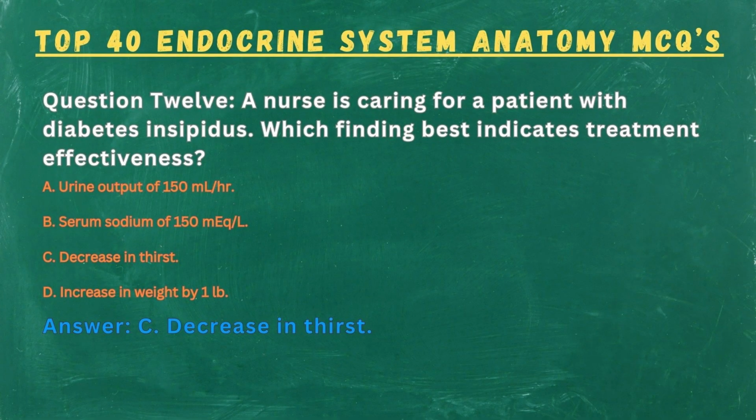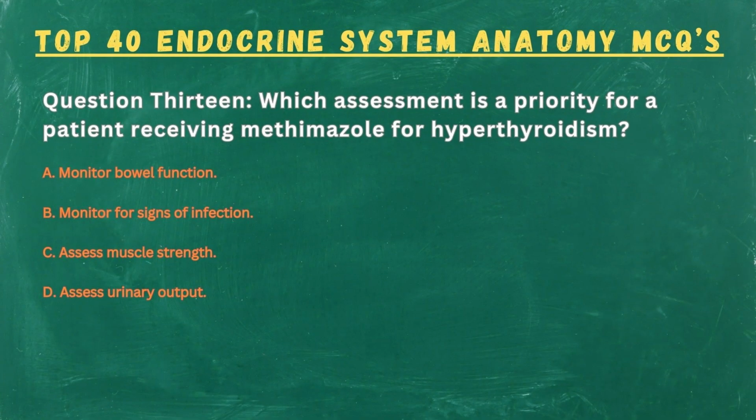Answer: C. Decrease in thirst. Question 13. Which assessment is a priority for a patient receiving methimazole for hyperthyroidism? A. Monitor bowel function. B. Monitor for signs of infection. C. Assess muscle strength. D. Assess urinary output.